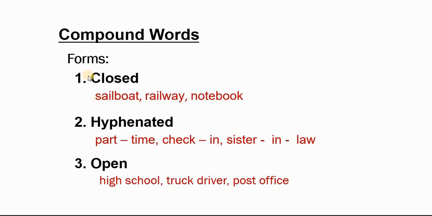The closed form, where the words are put together, like sailboat, railway, and notebook. The hyphenated form, where the words are connected or joined by a hyphen, like part-time, check-in, and sister-in-law. And we have the open form, where the words are separated by a space, and some examples of that are high school, truck driver, and post office.